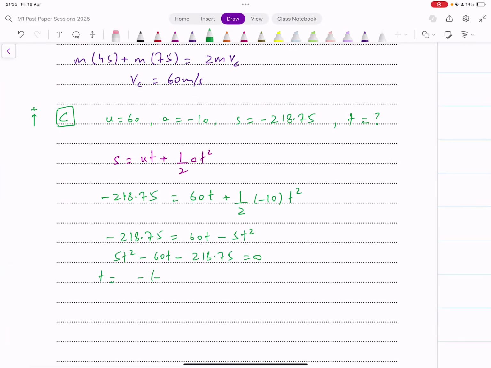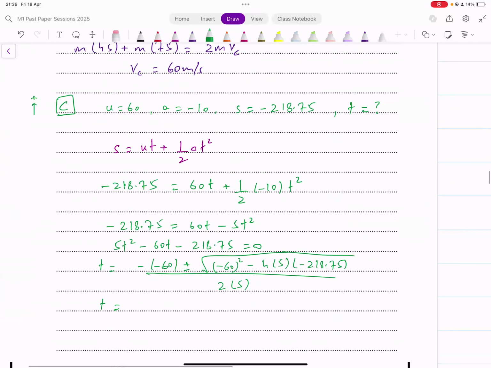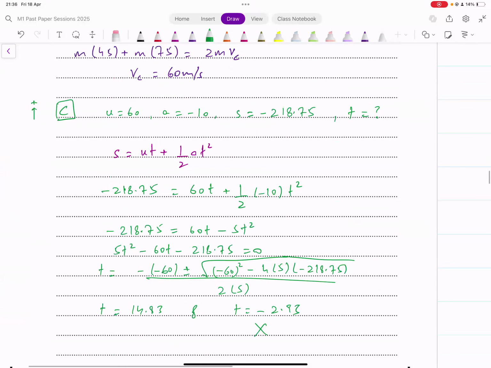t equals minus into -60 plus minus square root of -60 whole squared minus 4 into 5 into -218.75, divided by 2 times 5. What are the values of t that we get from this? 14.93 and -2.93. Time cannot be negative, so this is not possible. This is the only value of time that we're getting.